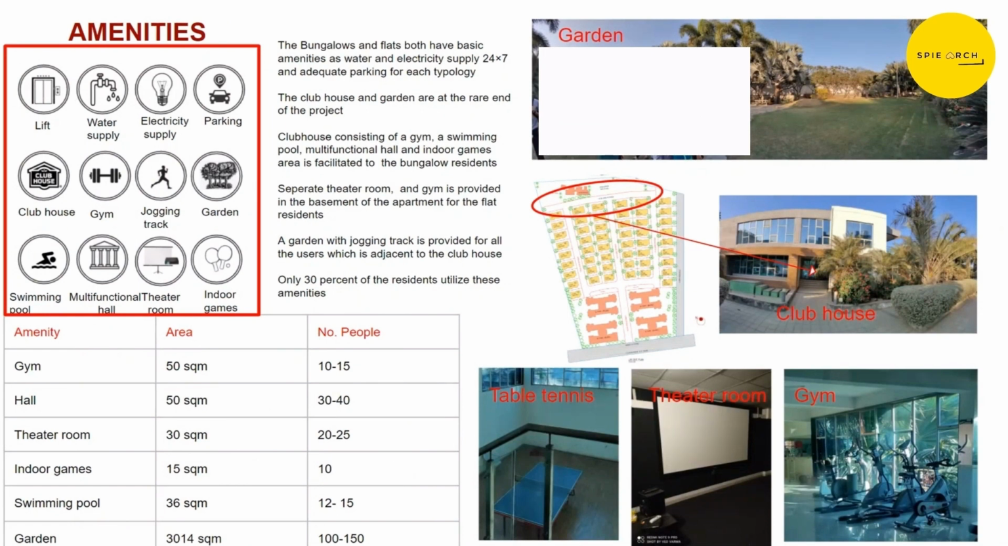Some common amenities are the swimming pool, multifunctional hall, and garden, which are provided for residents of both the apartments as well as the row houses. According to residents, only 30% of the people utilize the spaces. We also tried to analyze some areas of the spaces and the number of people using them at a time.